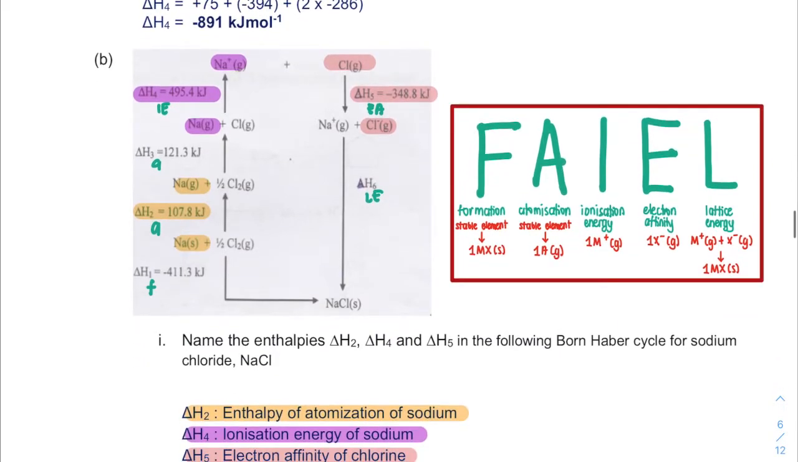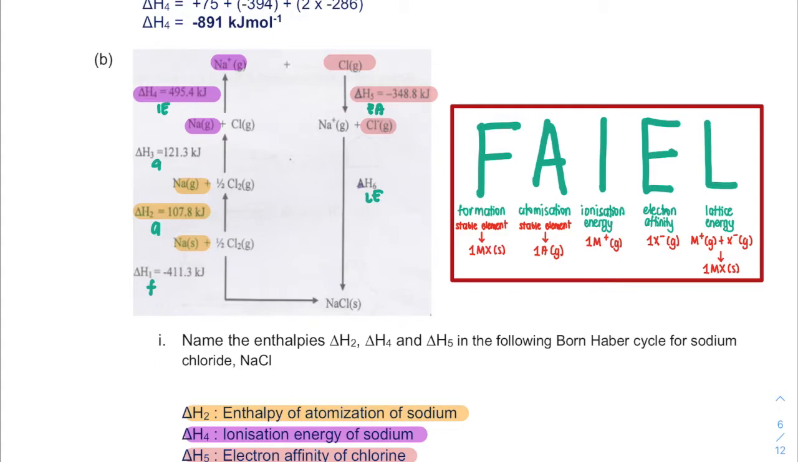Okay, 1B. Here is actually our Born-Haber cycle. The Born-Haber cycle involves FAL: formation, atomization, ionization energy, electron affinity and lattice energy. For this question, it asks to name the enthalpies H2, H4 and H5 in the following Born-Haber cycle for sodium chloride. In this case, the figure is given to you, so you have to determine which one is which.